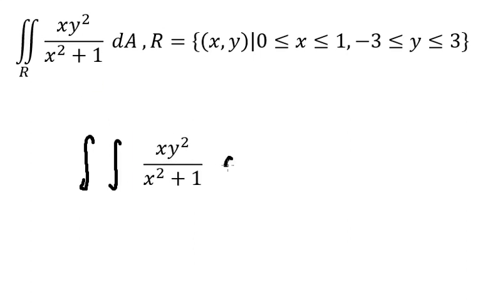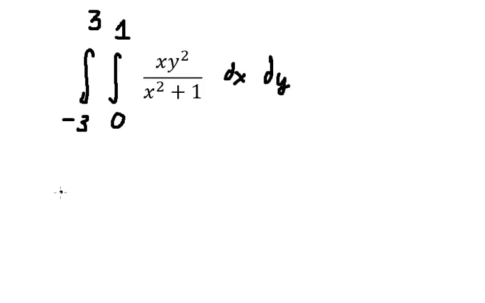For x, the bounds should be from 0 to 1. For y, the bounds should be from negative 3 to positive 3. So in this one, we can put it like this.